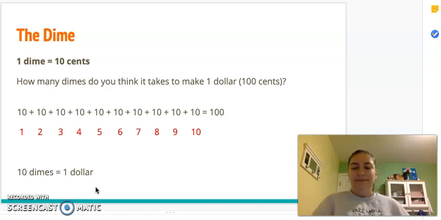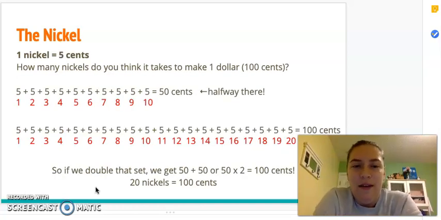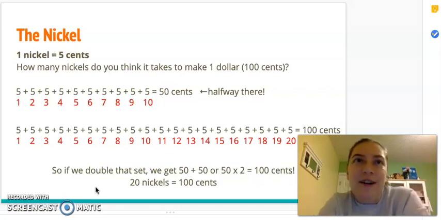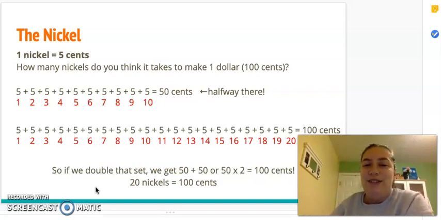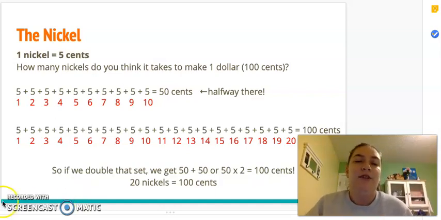So cool. Okay, now let's try the nickel. Well, if 1 nickel equals 5 cents, which you guys probably already know, so good job for being smart. How many nickels do you think it takes to make $1 or 100 cents? So I did the same thing, although this one was much longer. I had a lot of 5s I had to type.